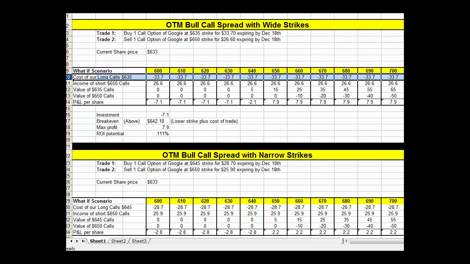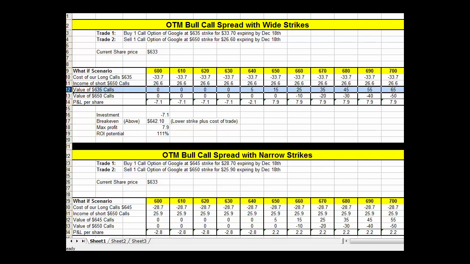The first line is where you put in the information you know. You know that the cost of your long calls was $33.70, so we put in minus $33.70 there because it's a cost. That's what we paid out to buy the right to buy Google shares at $635. Then the second part of the trade was we agreed to sell shares of Google at $650. That's basically selling the calls, and for agreeing to do that, we received $26.60 per share. So those two values are known.